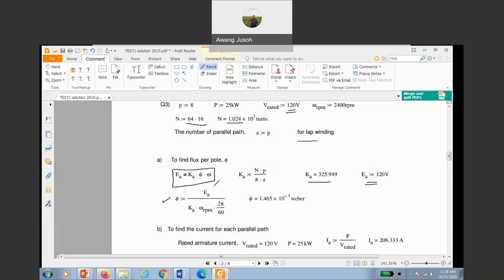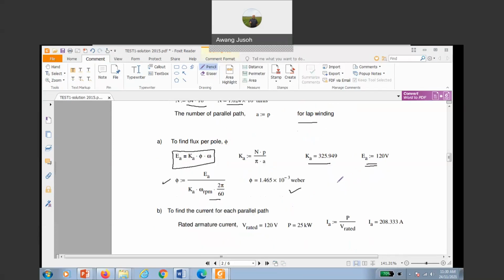So flux equal to E divided by Ka multiplied by speed, but speed needs to be changed to radians per second. And we can find the flux, which is equal to this number. Okay, that's how we think.